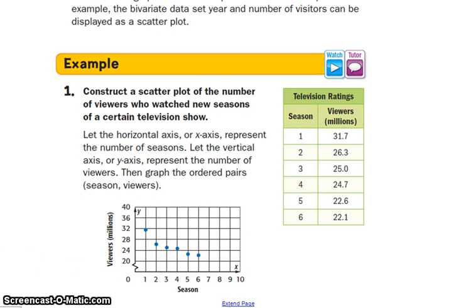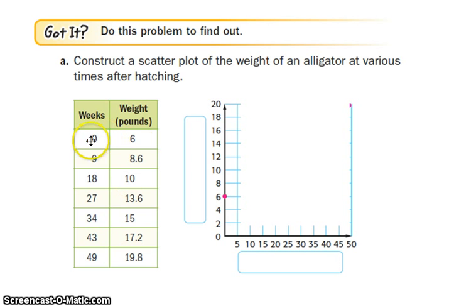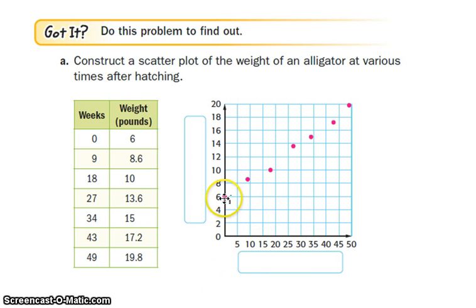Okay, so for your got it problem, they want you to take these two variables, weeks and pounds, or x and y, and plot them and make your scatter plot. Make sure that you label your x-axis and your y-axis accordingly. So pause the video and go ahead and do this graph. Your scatter plot should look like this, or close to it. You can see we've got a nice linear pattern going here.